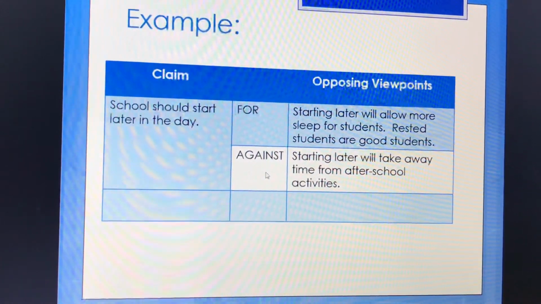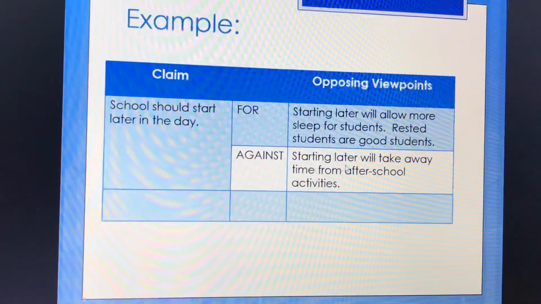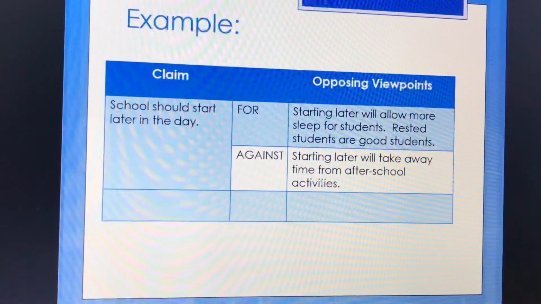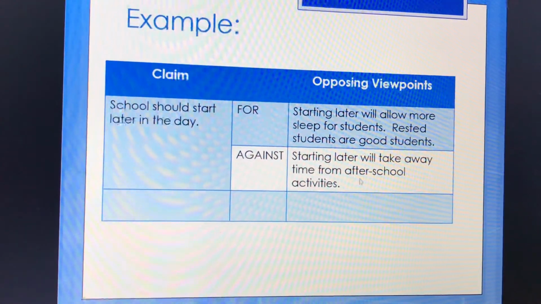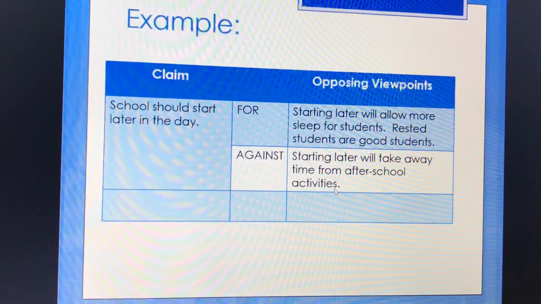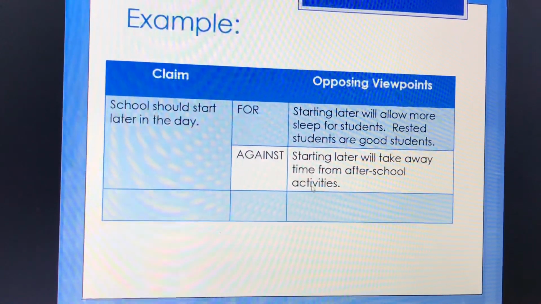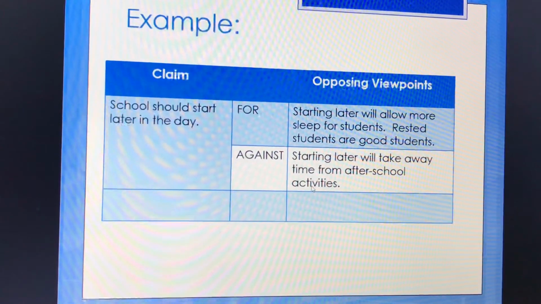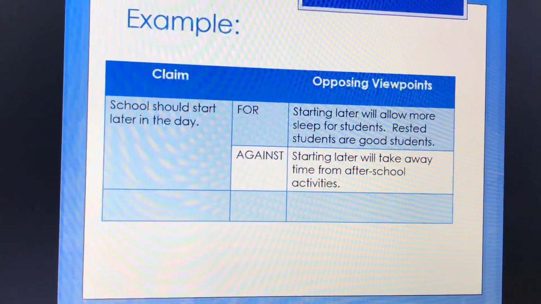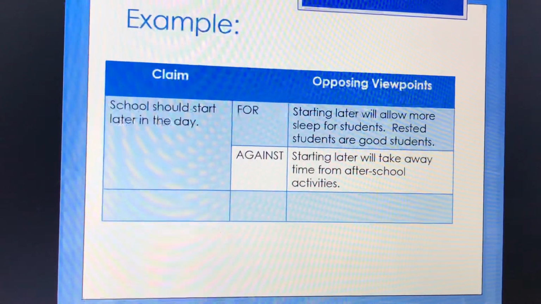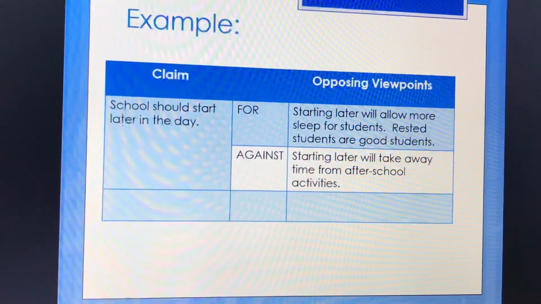Others will say no, this is the against. Starting later will take away time from after school activities. Once I go late, I will return late, I will do my homework late, so no time for doing any other thing. Okay, it's the sleep time, so it has become only a school day. I did nothing.